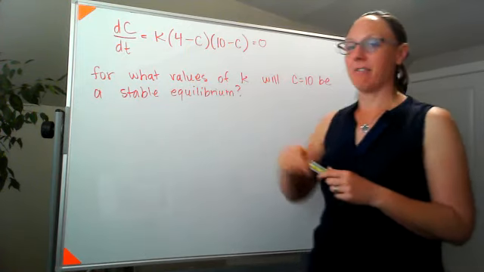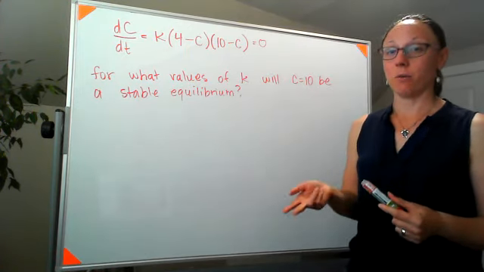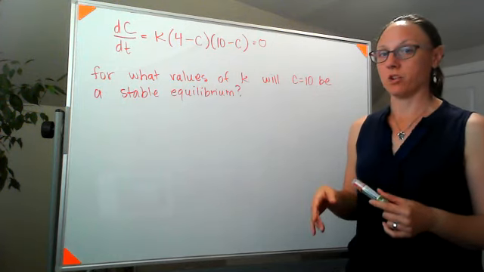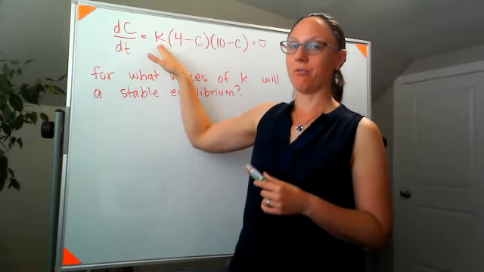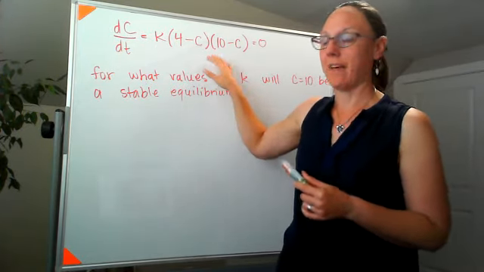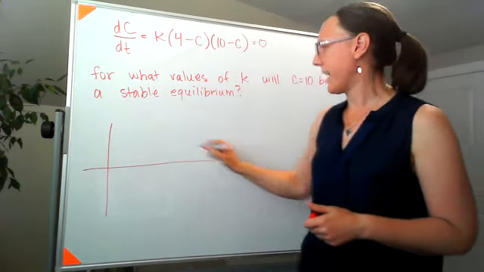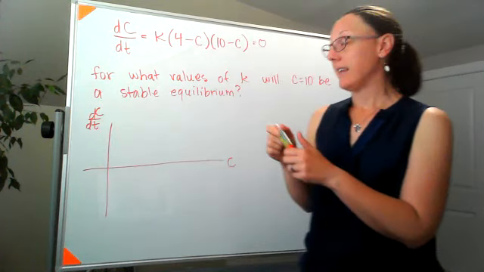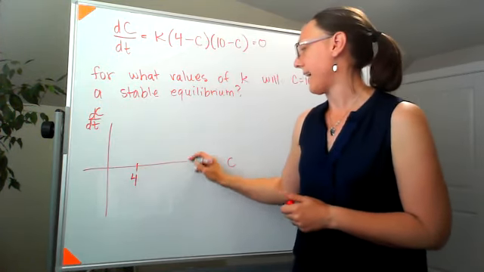But we haven't been given a value for k. So if we want to talk about stability, we have two options: we can look at this graphically, or we can do the analytic approach. I'm going to start with graphically. Even though I don't know the value for k, I do know that this is some kind of parabola. If I think about my c-axis and my dc/dt axis, this parabola has intercepts at 4 and at 10.